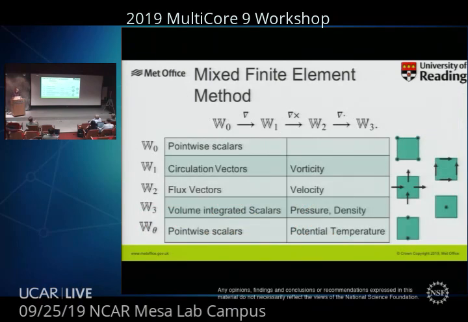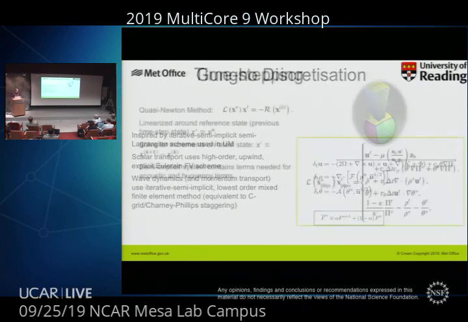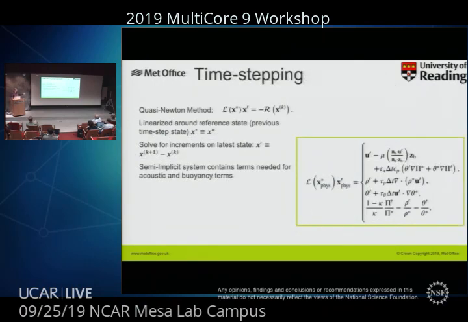Instead of having staggered fields to get the same kind of C-grid effect, we have different finite element spaces that different fields live on. And then we keep extruding the vertical. The discretization scheme is inspired by the semi-implicit scheme they use in the current model, so it's very similar to that. Okay, let's go on, we're going to run out of time. Time stepping is what we might expect. I'm just trying to get to the bit where I can show you some multigrid plots.